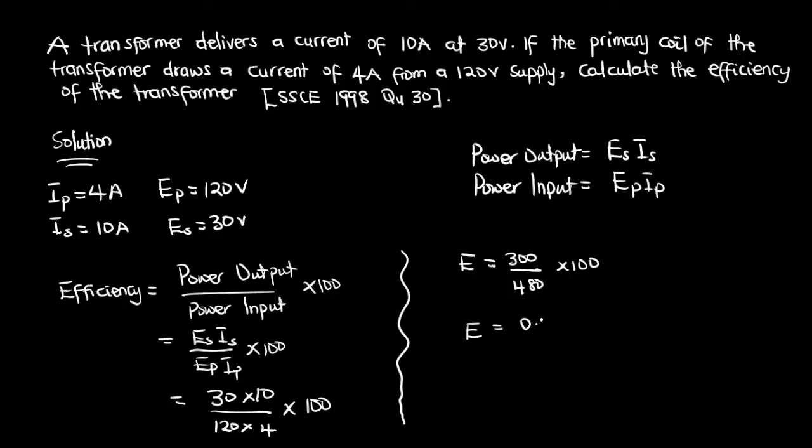So the efficiency is equal to 300 divided by 480. That will give us 0.625, then multiplied by 100, and this will therefore give me 62.5% as the efficiency of this particular transformer.